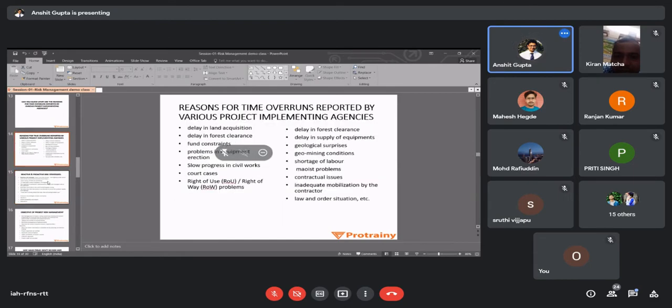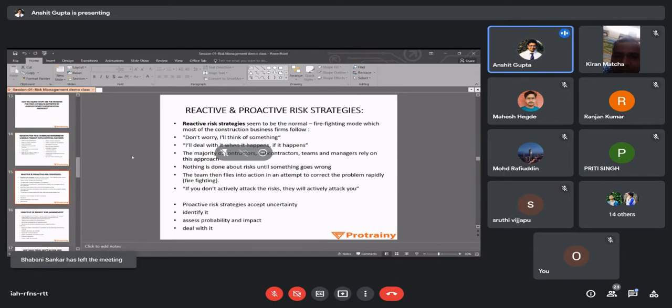Now, there are two kinds of risk strategies which are followed in India. One are reactive risk strategies. I hope my slides are changing. If not, just tell me in the middle. Yes, sir, reactive, yeah.